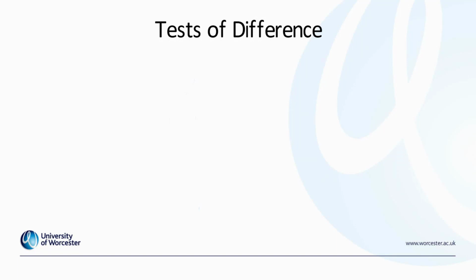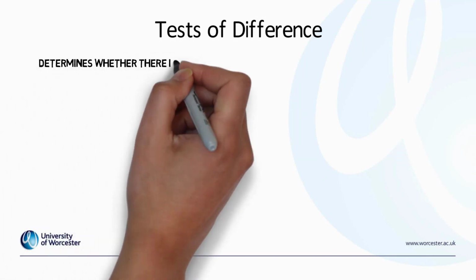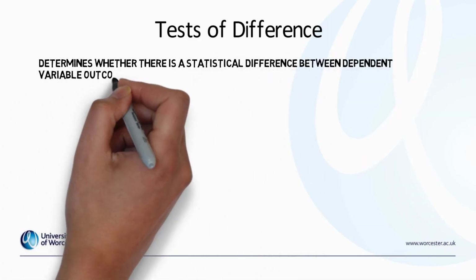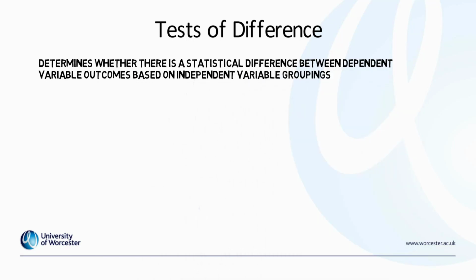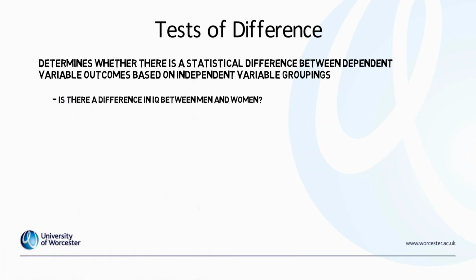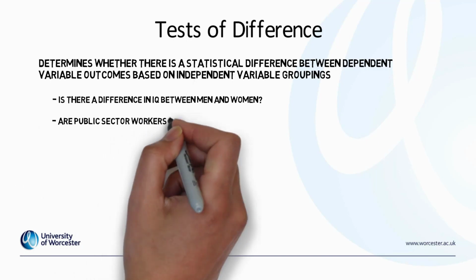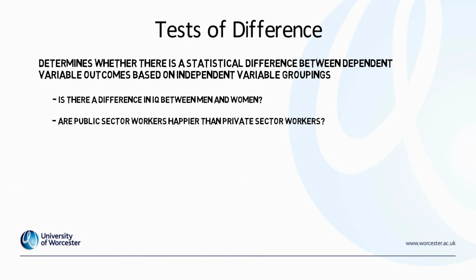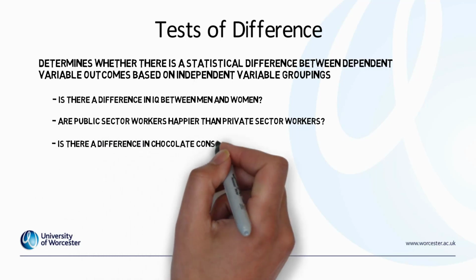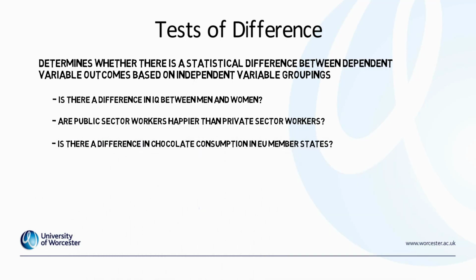So first of all, tests of difference. Tests of difference determine whether there is a statistical difference between the dependent variable outcomes based on independent variable groupings. So for example, is there a difference in IQ between men and women? Or are public sector workers happier than private sector workers? Or is there a difference in chocolate consumption in EU member states?